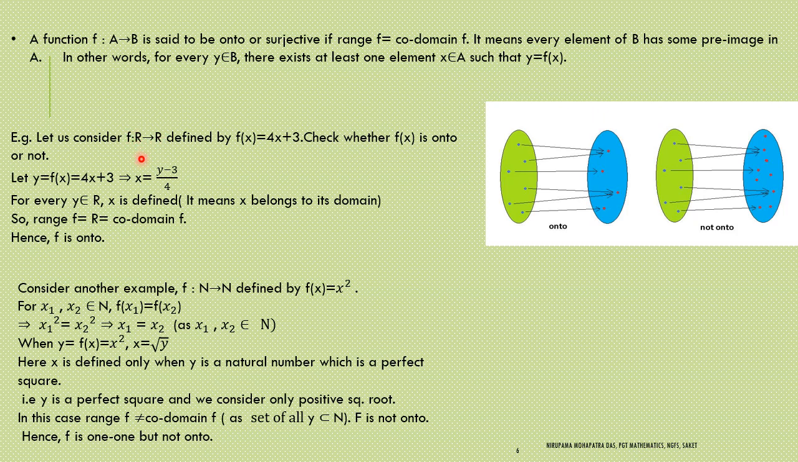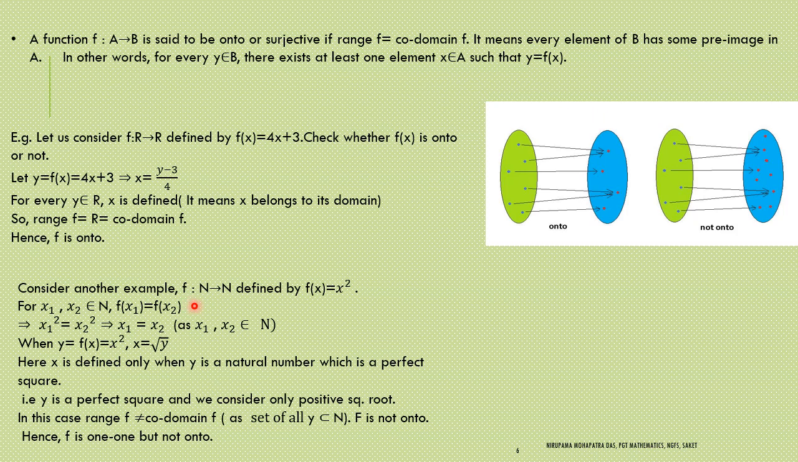Okay, part of the domain. So the range of the function means the set of all y, and we are taking every y belongs to R. So the set of all y will be the set of real numbers. So the range of the function is the set of real numbers. The codomain is also the set of real numbers. So range equal to codomain, the function is onto. Right?